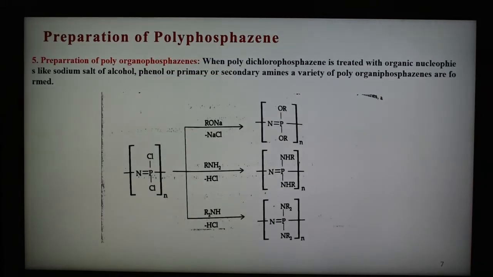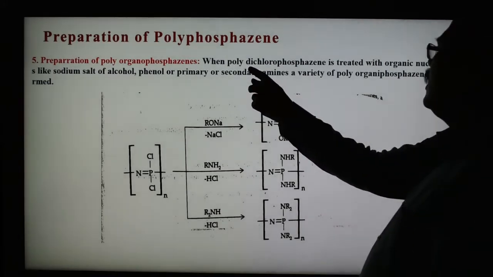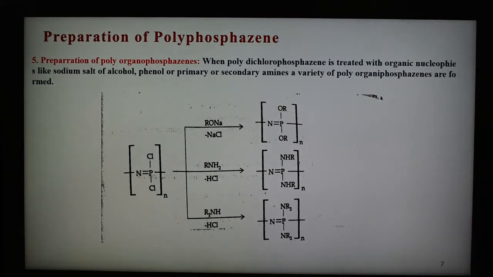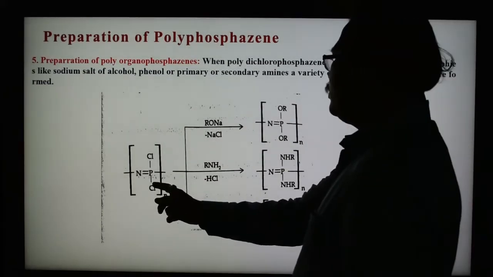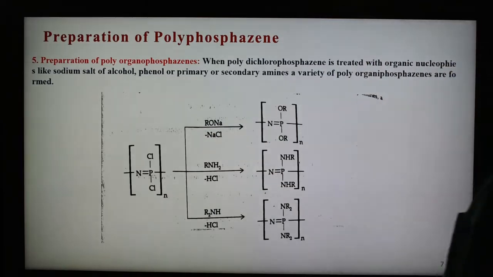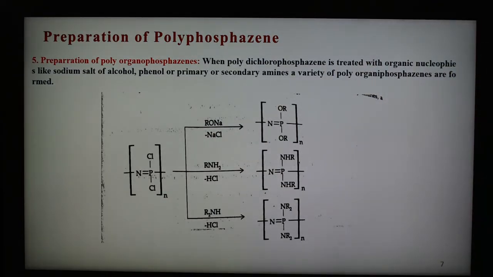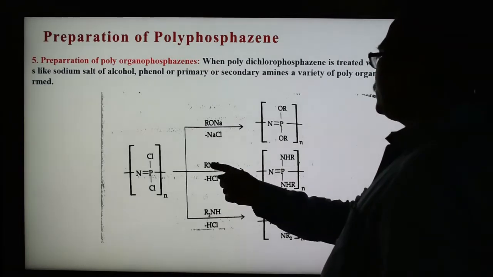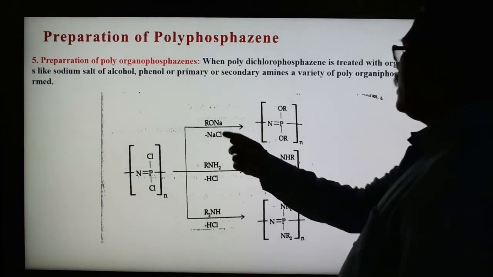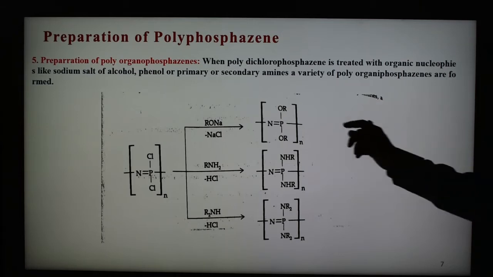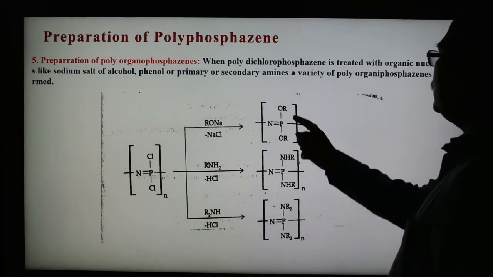And next is the preparation of polyorganophosphazene. In this case, polydichlorophosphazene is treated with an organic nucleophile like the sodium salt of an alcohol or phenol, or a primary or secondary amine, and different types of polyorganophosphazene are obtained. So the polyphosphazene undergoes the reaction with the organic nucleophile like alcohol, primary or secondary amine. This is the primary amine, secondary amine, this is the alcohol or phenol, and the group comes in place of Cl.